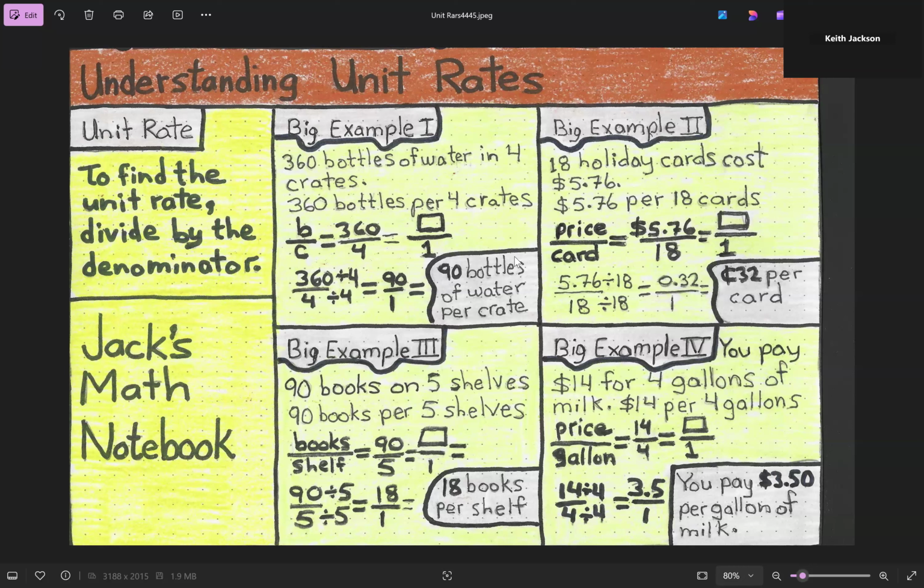You have received quite a bit of information. I wouldn't blame you if you need to pause the video to take a look at these 4 big examples, or replay this video as many times as you need to gain a deeper understanding of different applications of unit rates.